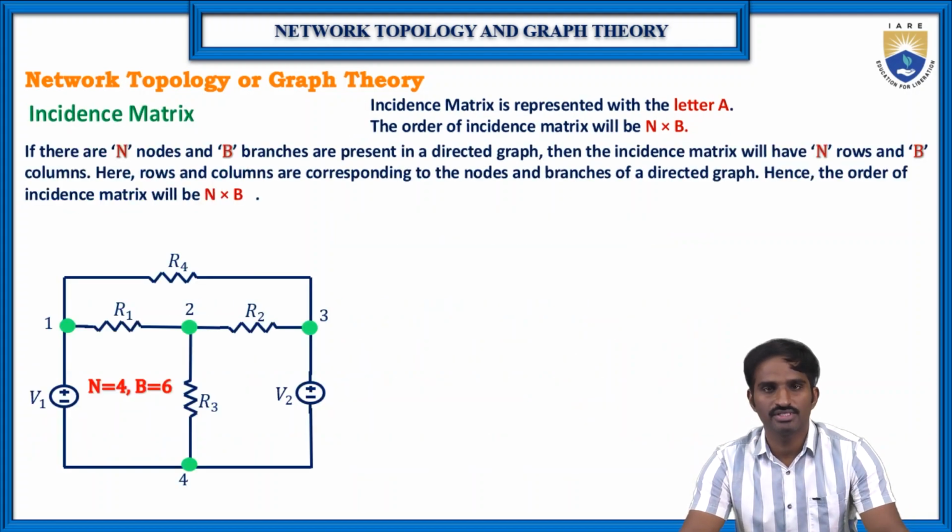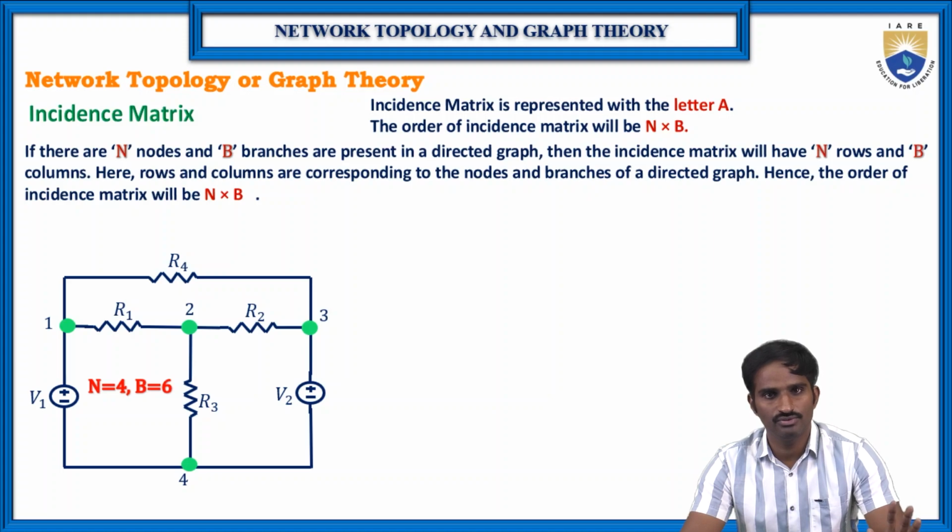First we are going to discuss the incidence matrix. As we discussed, the incidence matrix is represented with the letter A, and the order of the incidence matrix is n cross B. As we know, n represents the number of nodes in a graph, and B is the number of branches in a particular graph. Here we are going to write the incidence matrix for this given electrical circuit.